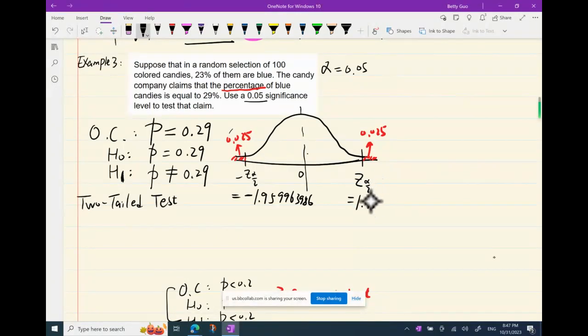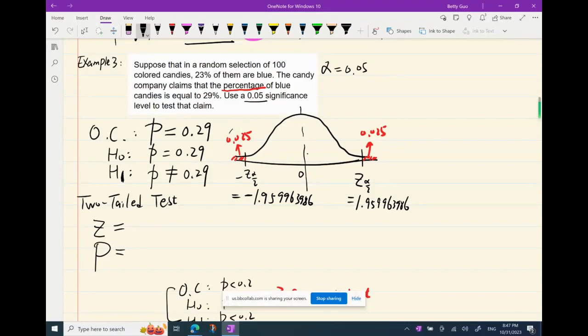Or we write the whole thing, 1.959963986. Okay? All right, so that's the critical region, two regions on two tails, both of them. And now please use the calculator to help me find the test statistic and the p-value.